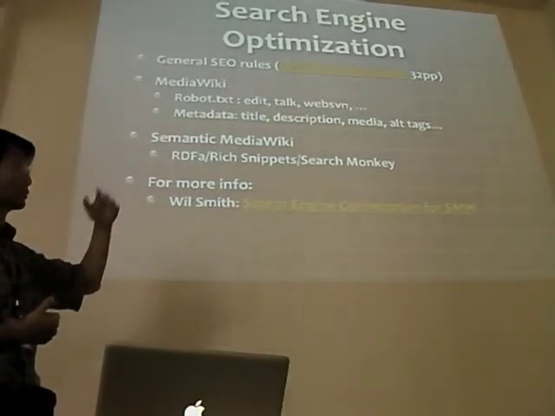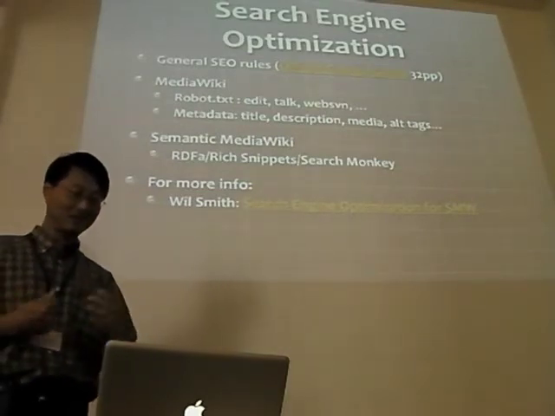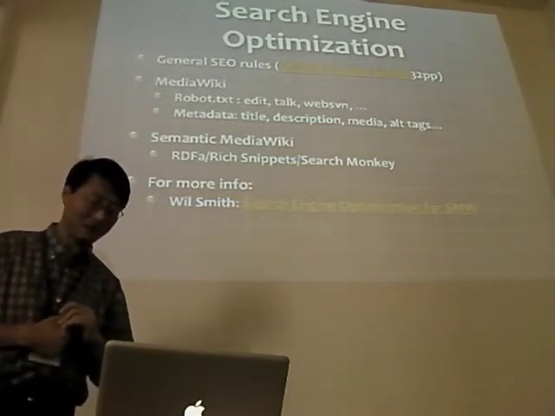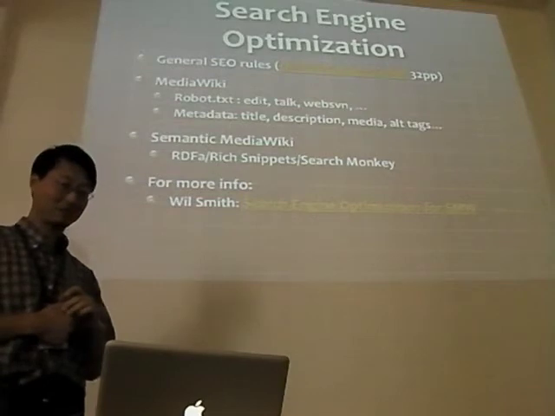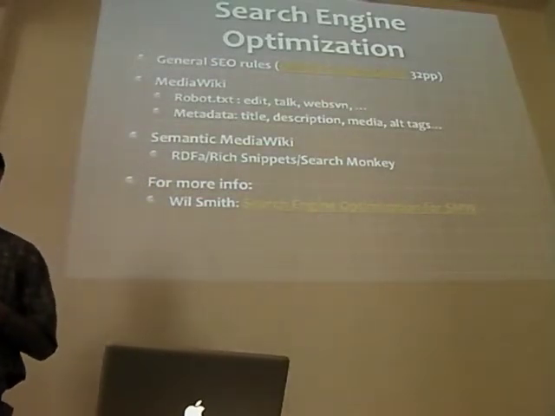Generalizing rules, you can go to Google's guidelines. I found that when I read it several years ago, it was a lot of pages. And now it's actually shorter, I think. It used to be more than 32 pages, maybe almost 50 pages. So MediaWiki is really now programmed or designed to be search engine friendly.